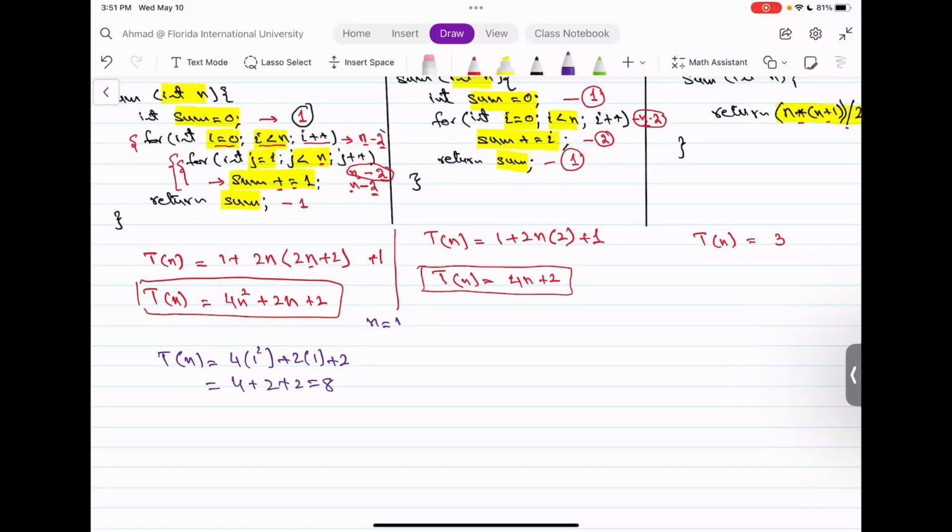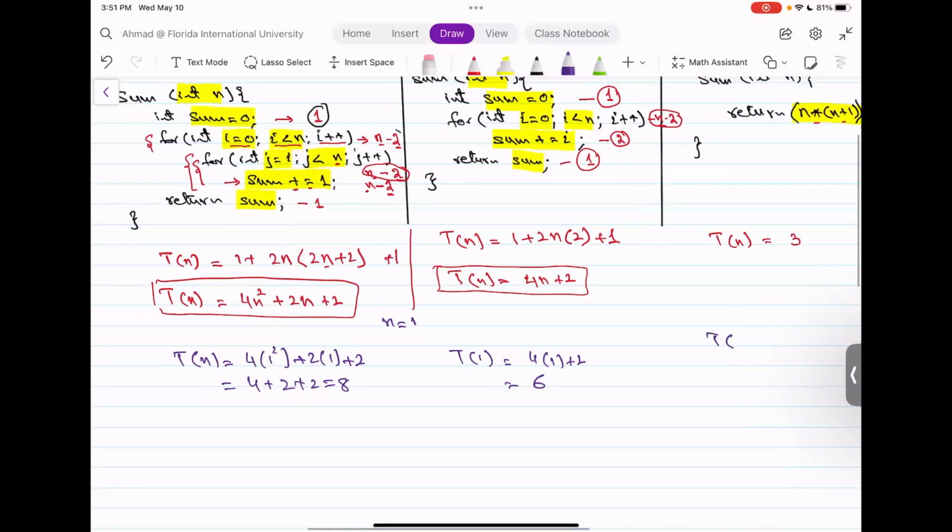How about algorithm B? Let's put this value here. T of 1 is going to be 4 into 1 plus 2, which is going to be 6. So in order to add the first number, if the number is only 1, we need 6 units of time. And what happens here? We require T of 1. It is constant, which is 3 always.